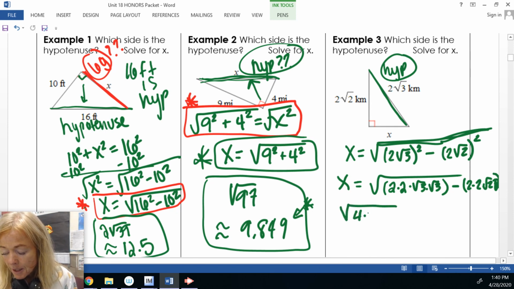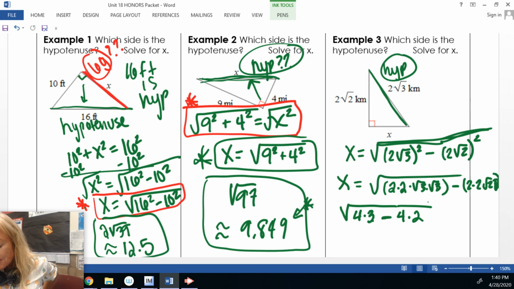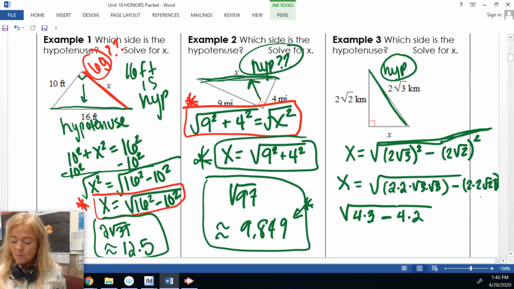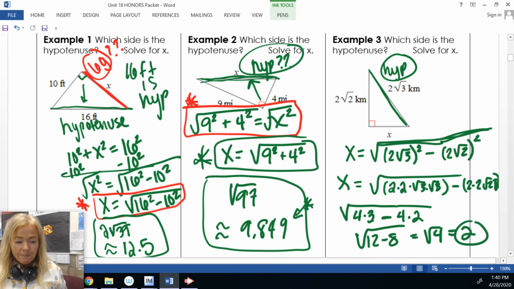So what that is, 4 times 3, because radical 3 times radical 3 is 3, and 2 times 2 is 4, minus 4, 2 times 2 is 4, and radical 2 times radical 2 is 2. Remember, anything radical times itself is itself. So radical 3 times radical 3 is 3, and radical 2 times radical 2 is 2, which makes 12 minus 8, which is radical 4, which is 2. All right? And that's how you would do it.